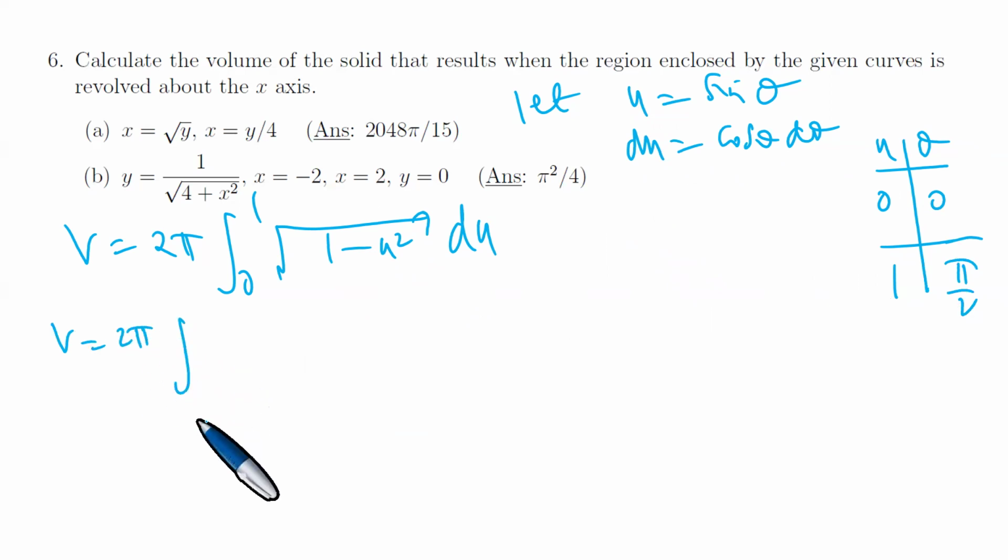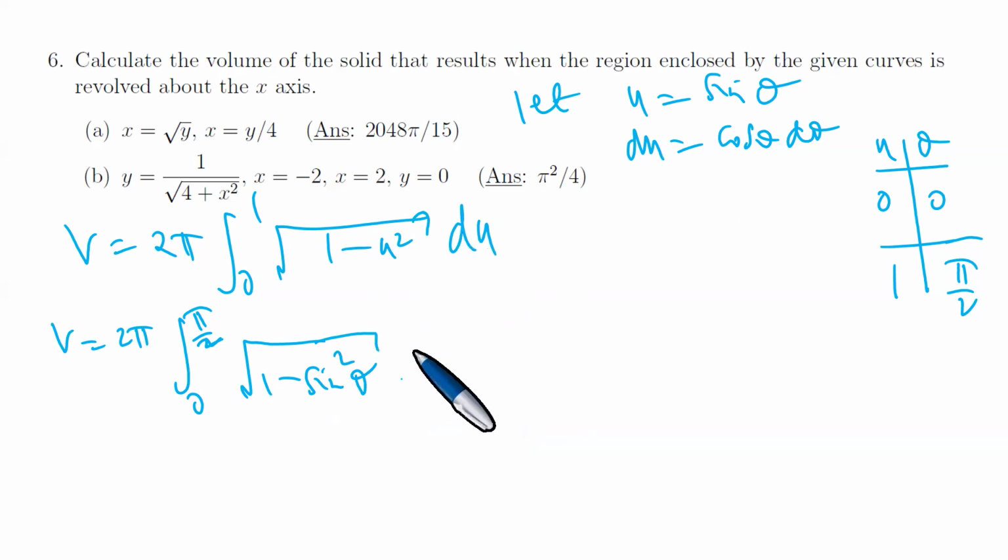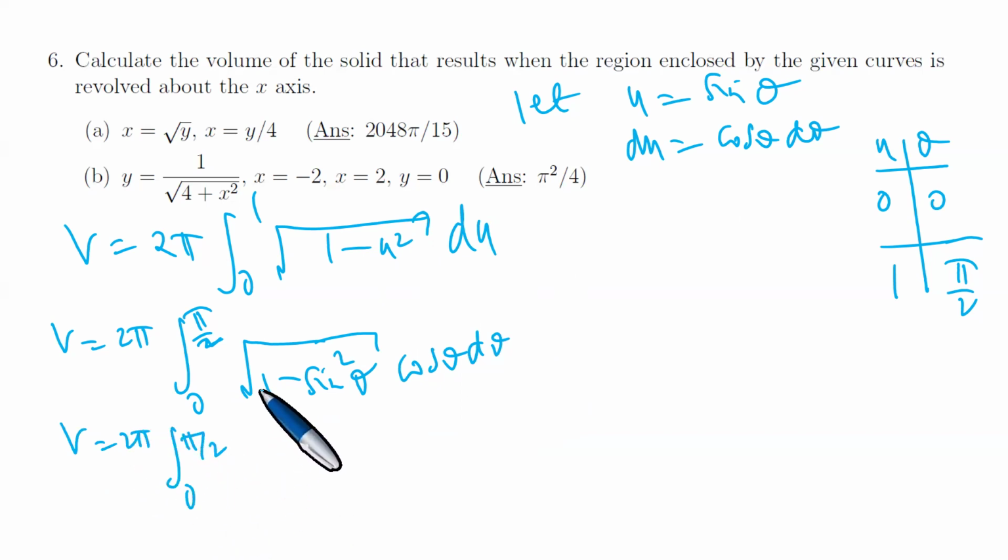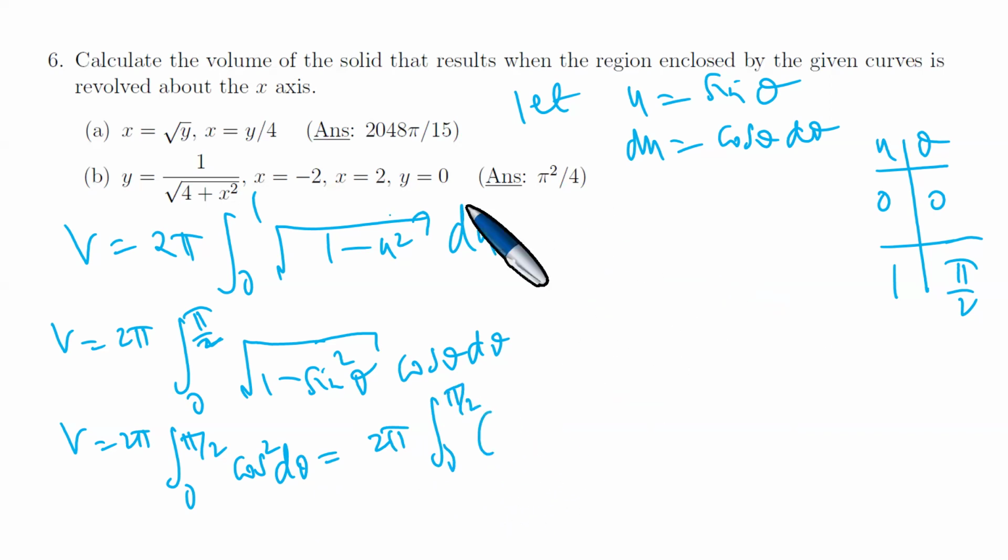Volume is 2 pi, the integral from 0 to pi over 2 radians, the square root of 1 minus sine squared theta, and du is cosine theta d theta. The 1 minus sine squared is cosine squared. The square root of cosine squared becomes just cosine between 0 and pi over 2, so that cosine by cosine is cosine squared theta d theta. 2 pi, the integral from 0 to pi over 2. What is this?